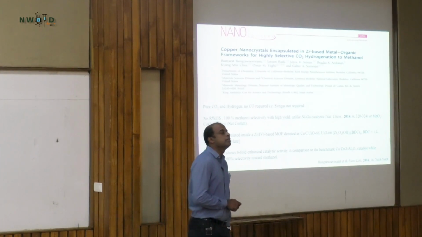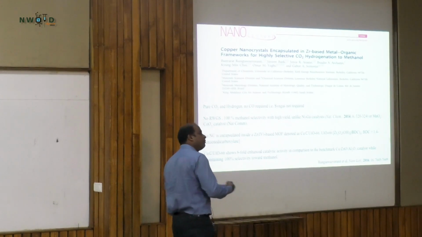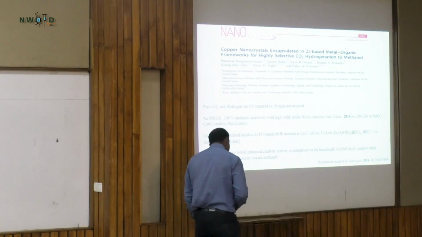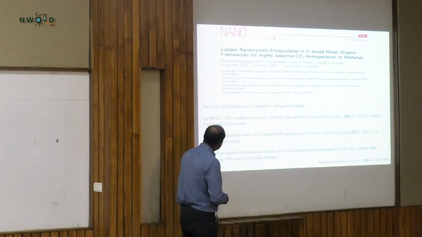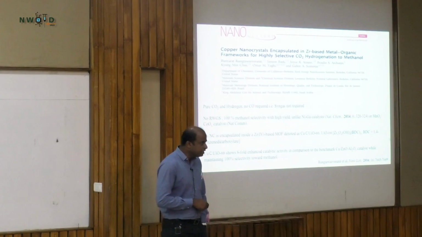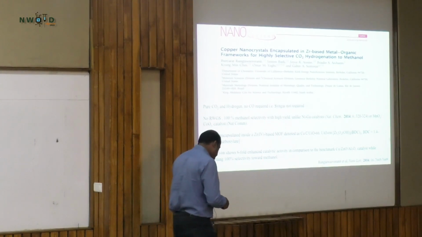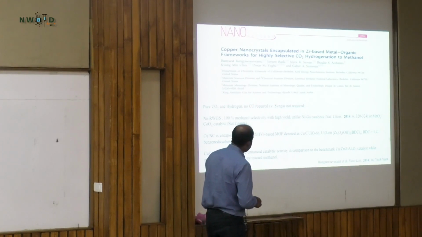Copper is the most used catalyst for CO2 to methanol. In different ways it can be synthesized as nanoparticles, it can be used on a surface, in oxide form, in intermetallic forms, and wherever. So here what they have done, copper nanocrystals encapsulated in a zirconium based metal organic framework. And by using this way, they were able to improve the efficiency of this material. And you can see that they used hydrogen, no carbon monoxide required.